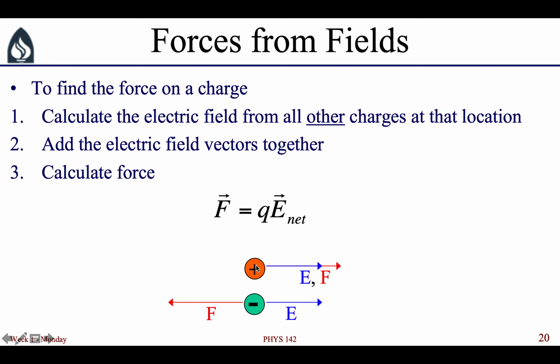So if I find the electric field at some location, so this is the electric field vector, and I have a positive charge at that location, then the force is in the same direction as the electric field. If, on the other hand, I have a negative charge at the place where I found the electric field, the force on a negative charge will be in the opposite direction to the direction of the electric field.